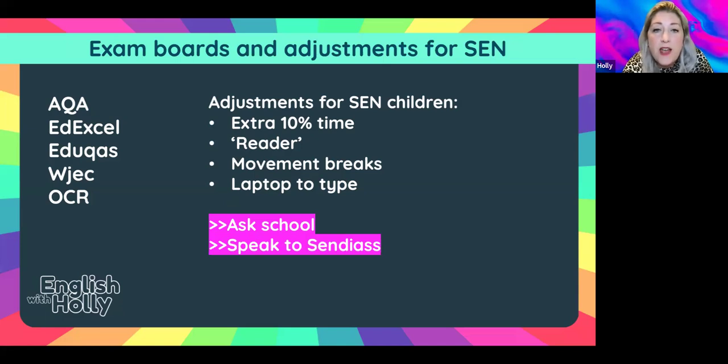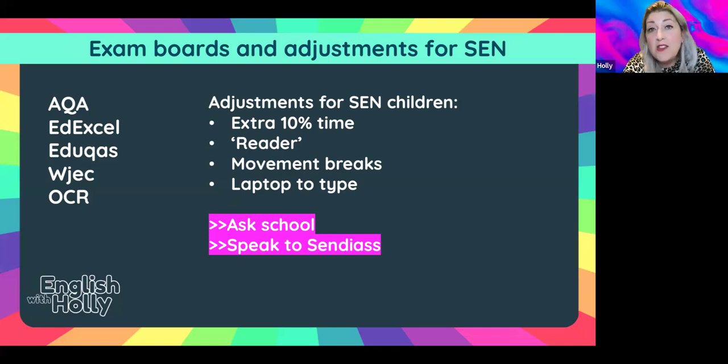So it might be things like extra time. It might be that they have someone read the questions to them. It might be movement breaks, if ADHD, for example, is a real problem for them, and movement breaks are needed, or if they've got other neurodivergent conditions, that can be worked into their access arrangements. And a laptop to type.